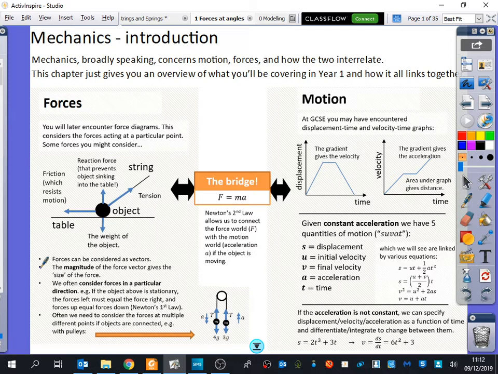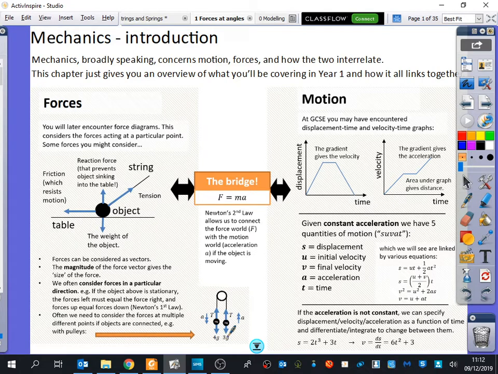So if the object above here was stationary, we would say that the forces going to the left would be equal to the forces going to the right, the forces down would be equal to the forces up for things that are not moving. And sometimes we need to consider forces at multiple different points if objects are connected. And this is your kind of pulley sorts of questions. We extend those ideas a bit more in year 13 where we have things connected, but that's our idea of what we have with forces.